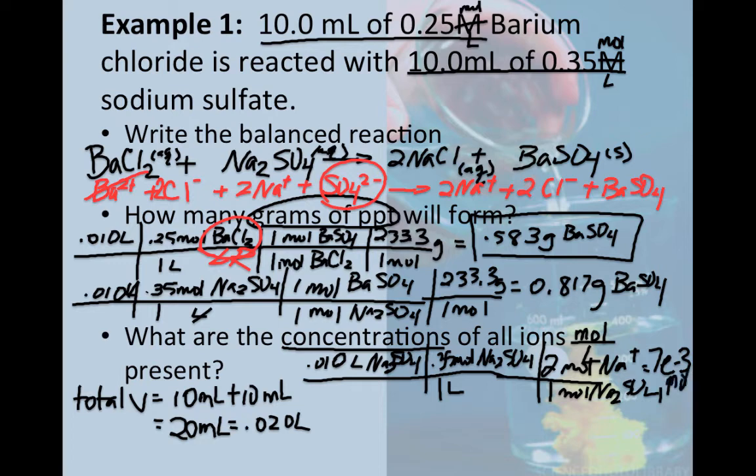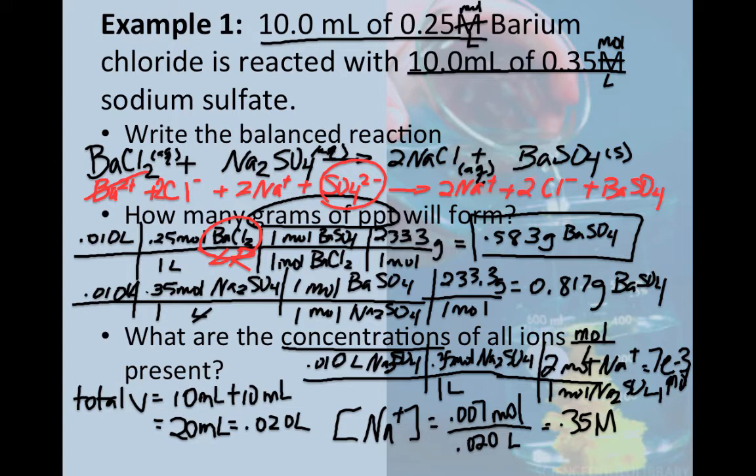Now I need moles per liter. So the concentration of sodium ions in my resulting solution is going to be 0.007 divided by 0.020 liters. So that's moles per liter. And that gives me 0.35 molar Na+.